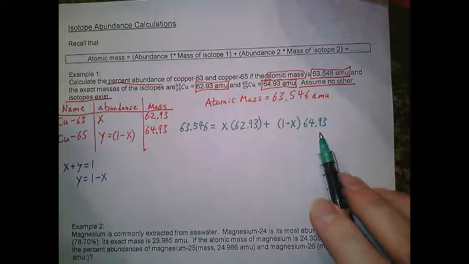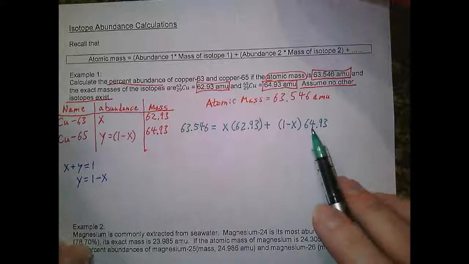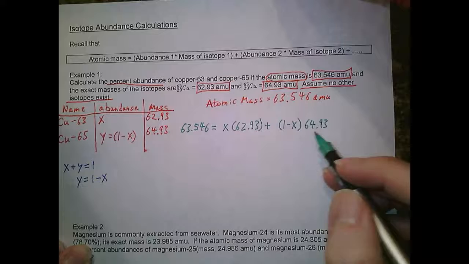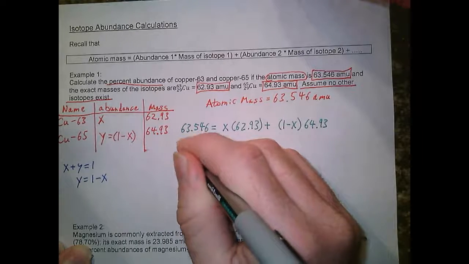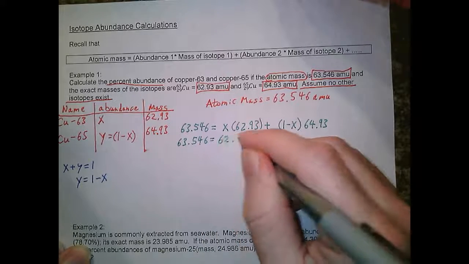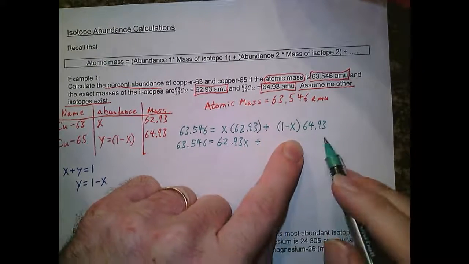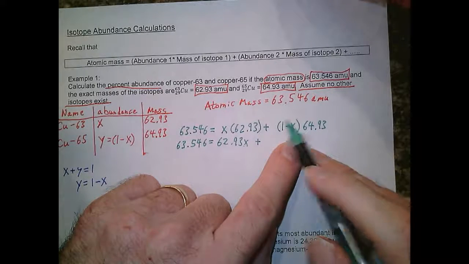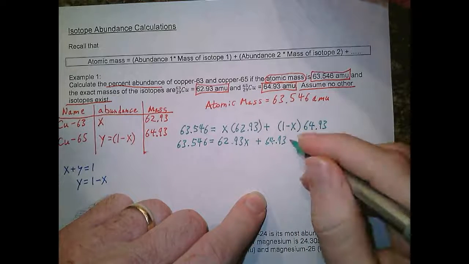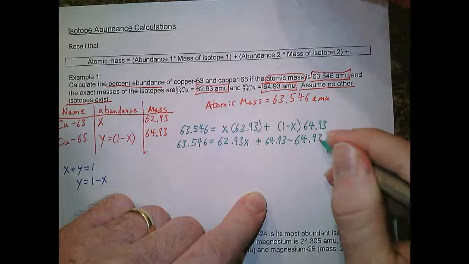All right, now we need to combine like terms. Not yet, I'm sorry. We need to distribute. So I'm going to leave this pretty much the same, but I need to distribute this out. So we're going to put 63.546 equals 62.93x plus, and then 1 minus x times this, well, I got to distribute. So 64.93 times 1 is 64.93 minus 64.93 times x is 64.93x.